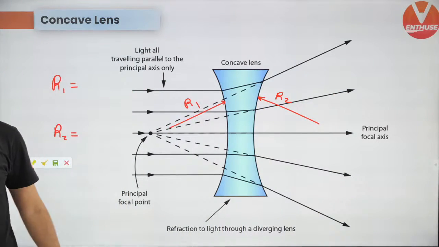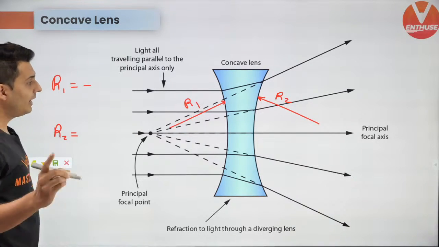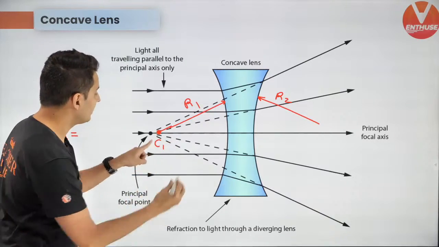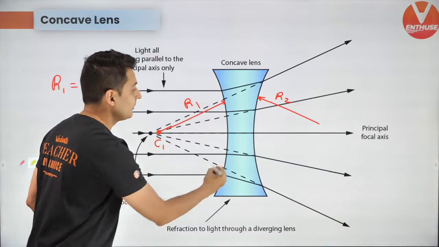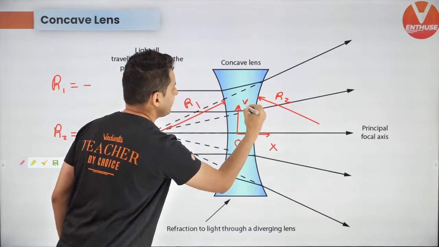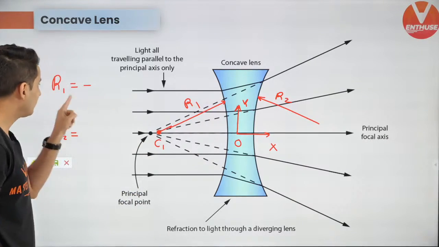Okay, some of you are saying negative, some of you are saying positive. Guys, the answer for R1 is negative. Why? Because look at where the center of curvature is. Center of curvature is on the left side, negative side. So if you take this as the origin, this as x and this as y axis, see where the center is. It's on the negative side. So that's why it is negative.